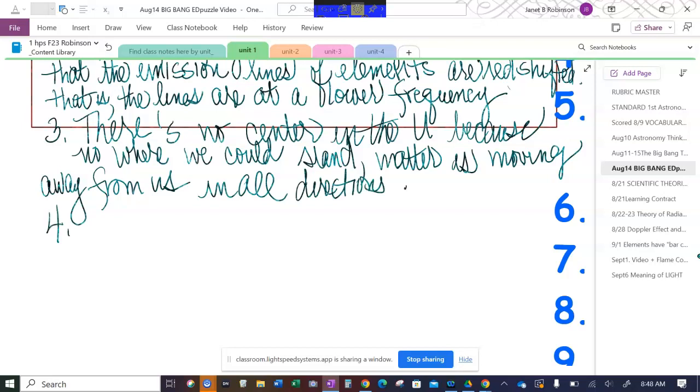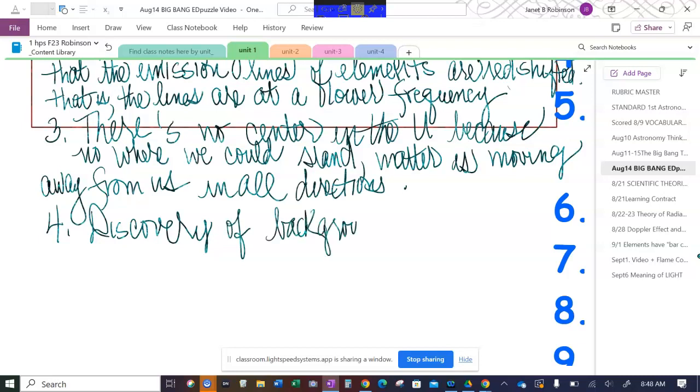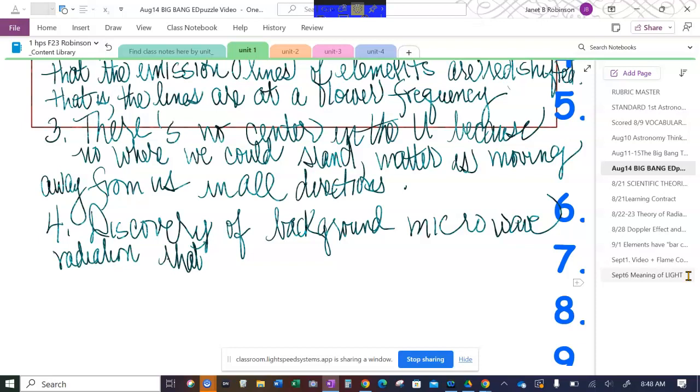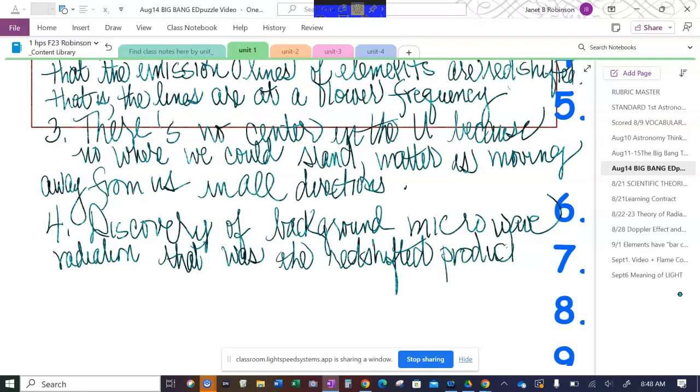All right. Another huge piece of evidence that was discovered by a radio telescope: discovery of background microwave radiation that was the redshifted product of the Big Bang over time. I'll put BB for Big Bang over time.